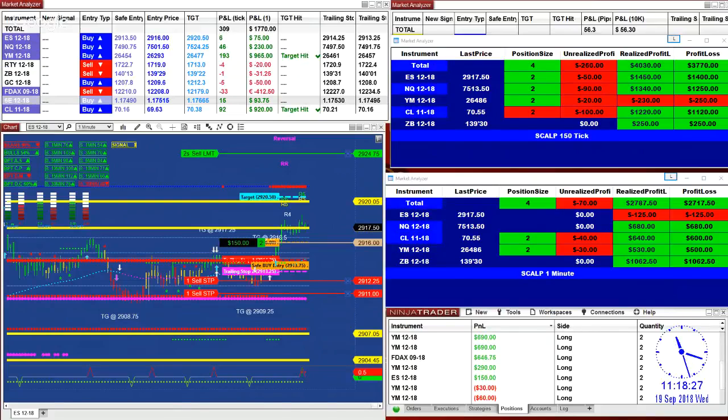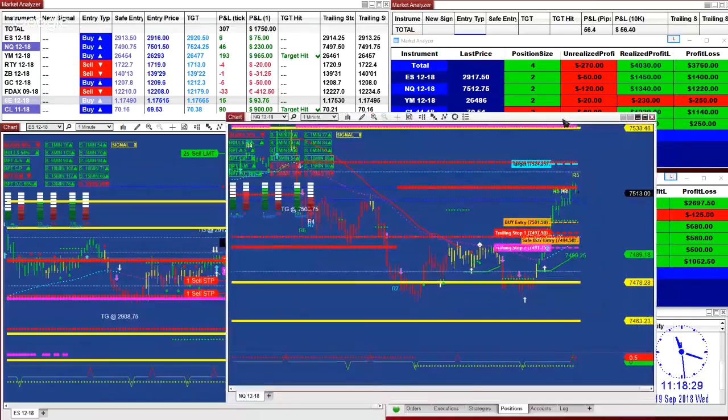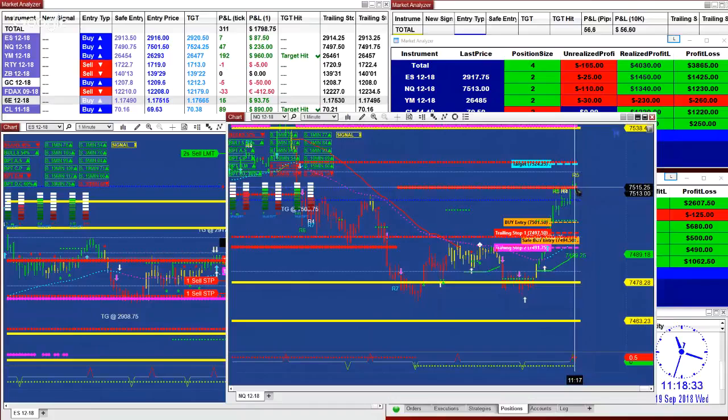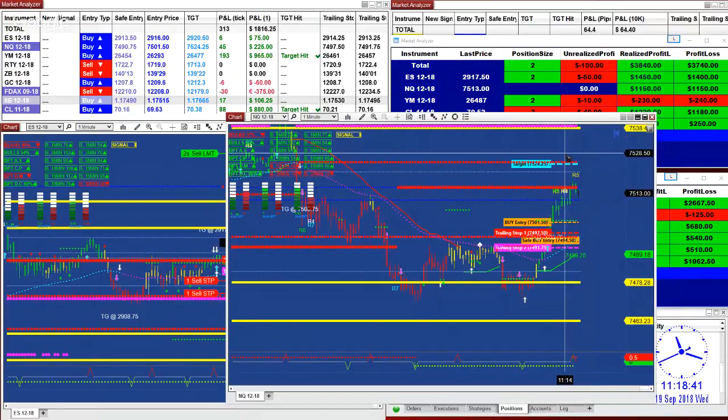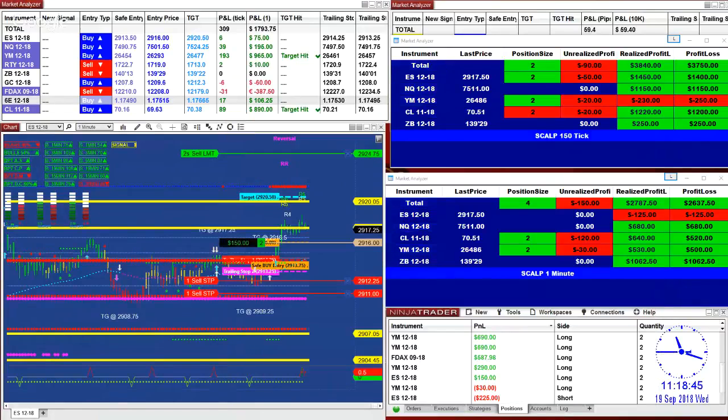NASDAQ, a little bumper on the way. Keep your eye on the 75, 15, 25. This is where the problem is coming from on the NASDAQ, but the target, we should hit the target. So really sideways market.